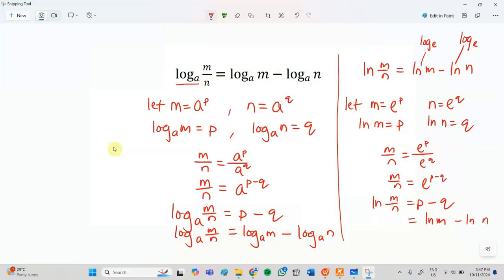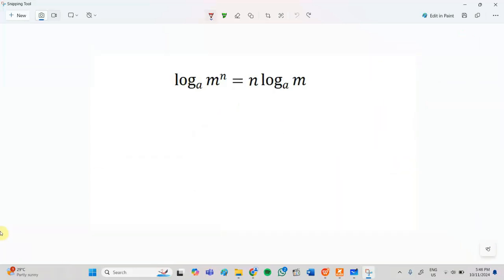Now we look at the third law. For the power law, since we only have one term here, we only have to let m equal a to the power of an unknown p. And when we move the a to this side, it becomes log base a of m equals p. So after we are done with this, the first step, we want to start with this.